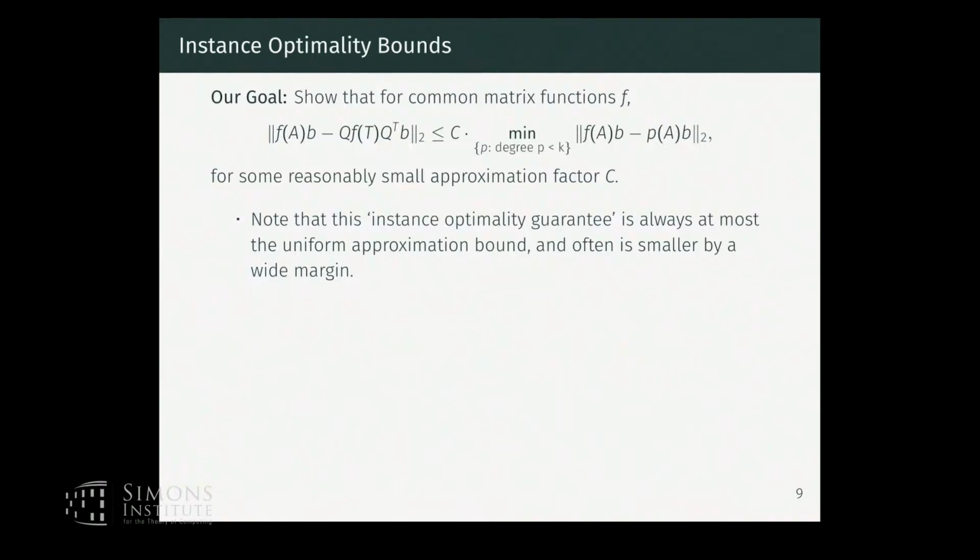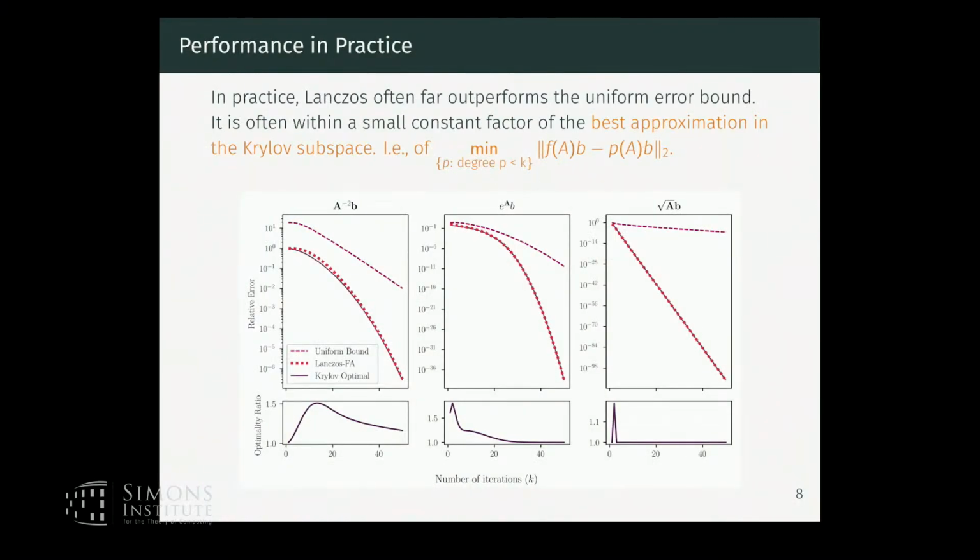This type of instance optimality guarantee, if you ignore the C, which will be relevant obviously, is always at most the uniform approximation bound, but it's often smaller by a wide margin, as we can see from these previous plots. It's usually much, much smaller.